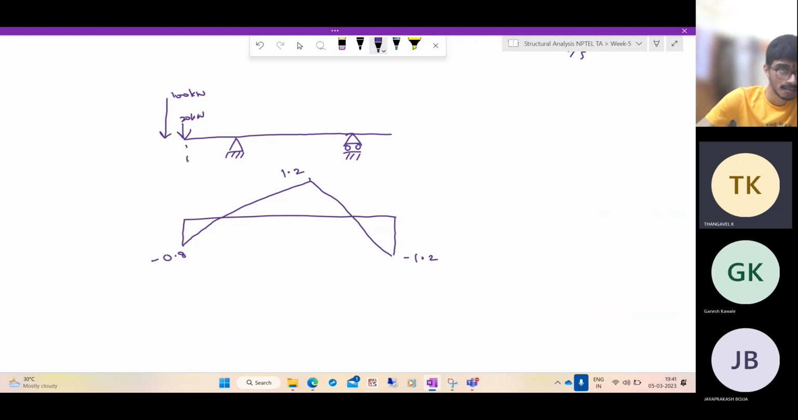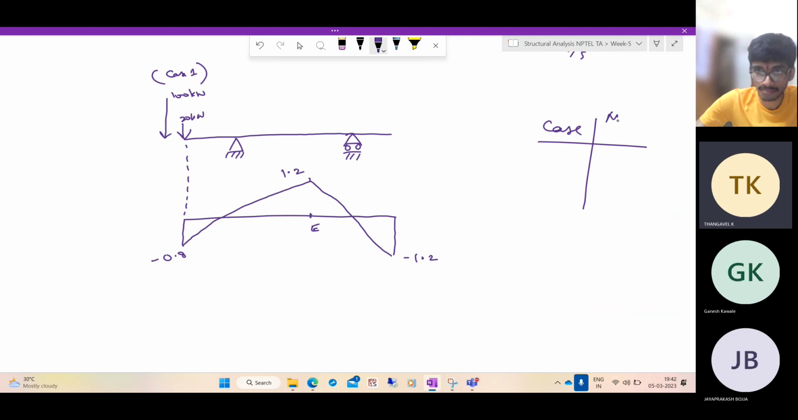In this case, what will be the bending moment at this point, E? In the first case, suppose this is case 1, let me take the maximum hogging bending moment. In case 1, if it is outside, only 20 will help. So 20 into 0.8 is 160 by 10, so it is minus 16.